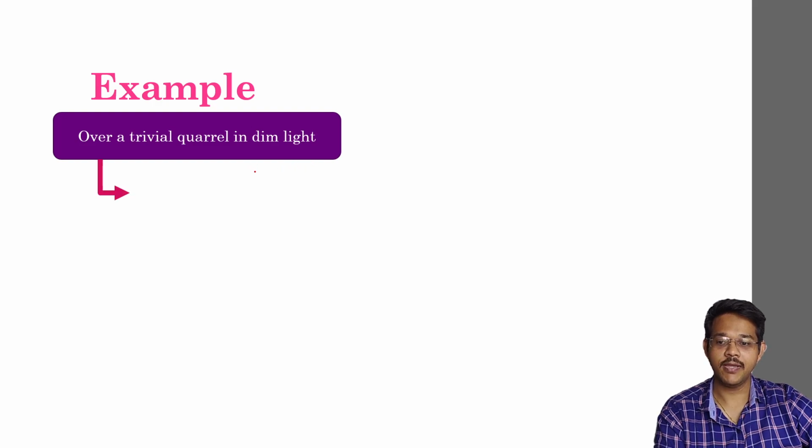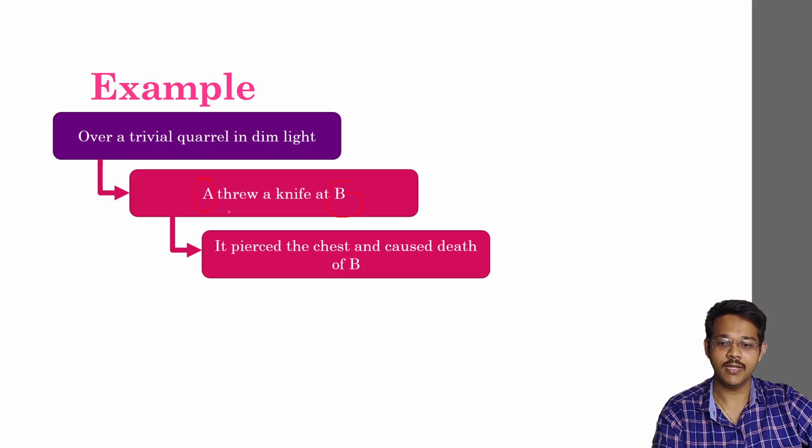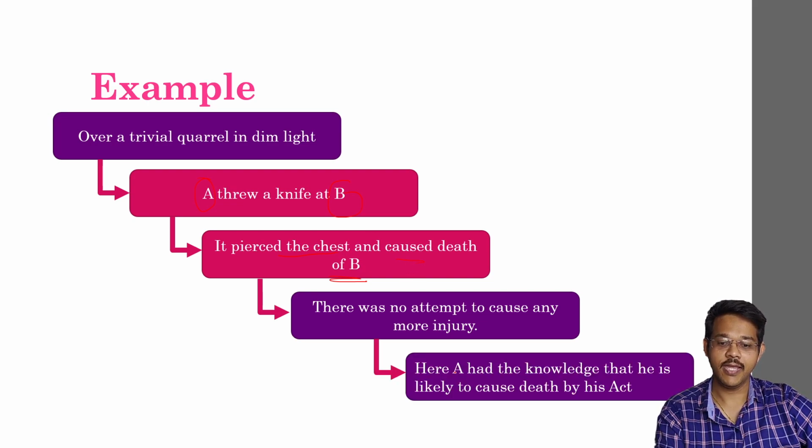One more example: in some quarrel in dim light, subject A threw a knife at subject B. He only threw the knife, with the intention that the knife may stab B and might kill. It pierced the chest and caused the death of B. Here the person had an intention, and he knew that stabbing with the knife would cause death, and he did the act. There was no attempt to cause any more injuries. He just did one act and he knew that act would cause death. So A had knowledge that he was likely to cause death by his act. So this comes under culpable homicide.